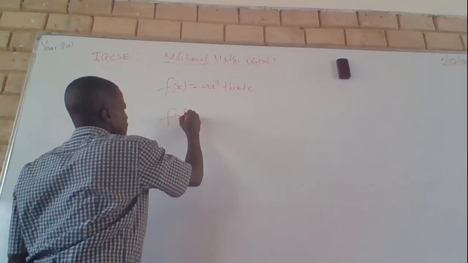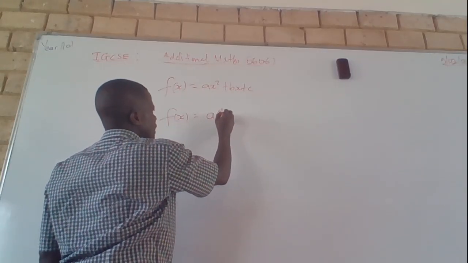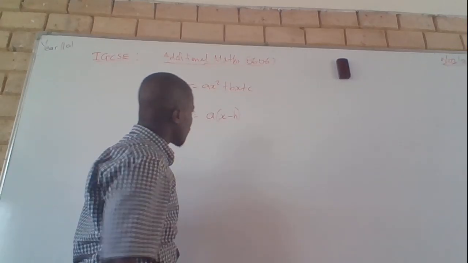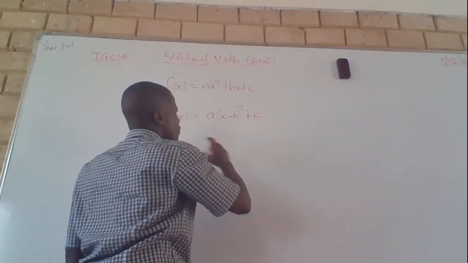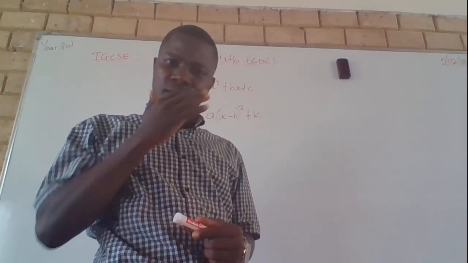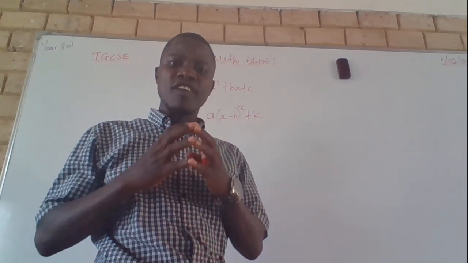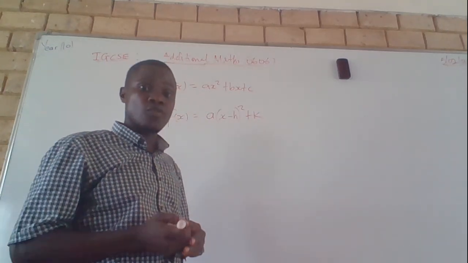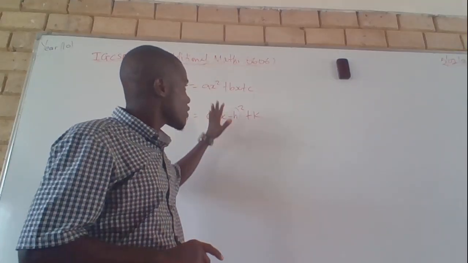So f of x equals a in brackets x minus h, squared, plus k. We can write it in the form of this one, yeah? This is actually the format you have to write any quadratic function that is given to you. If you want to find the maximum point or minimum point easily, this is how to do it.